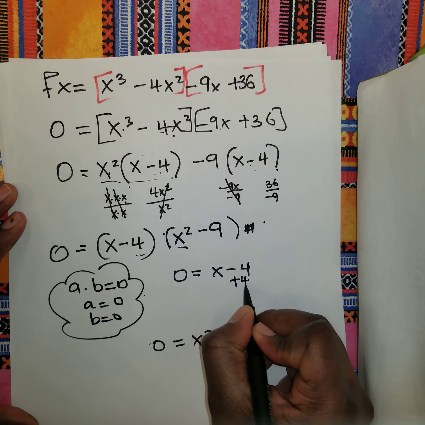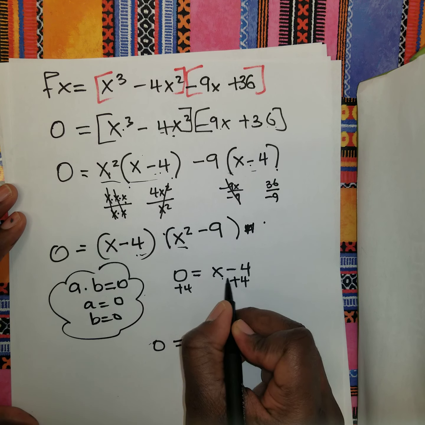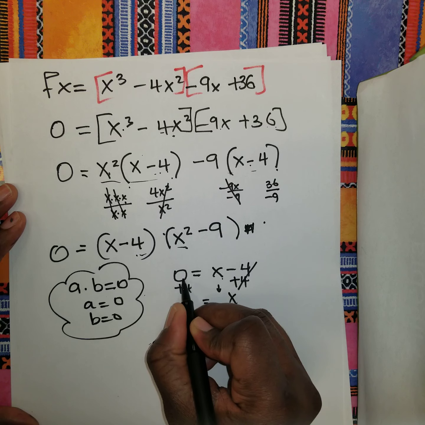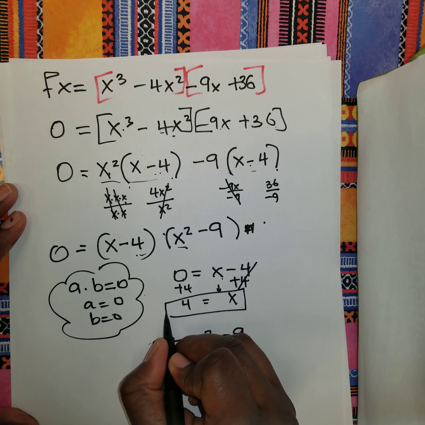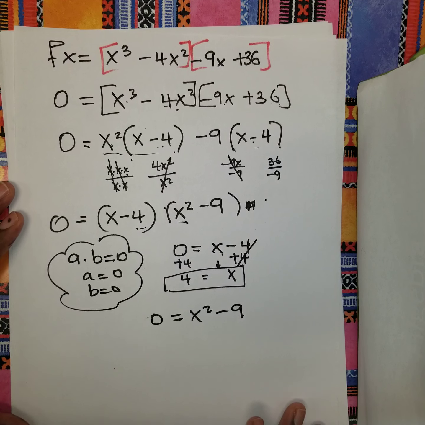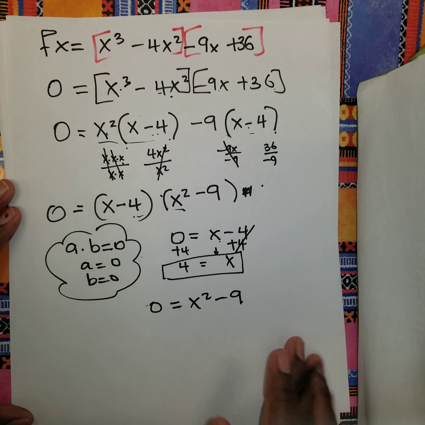I'm going to be adding 4 to both sides. I'm trying to solve for x here. So I cancel that, and x is equal to 4. So that's my first factor, x equal 4. Let's go for the other one.